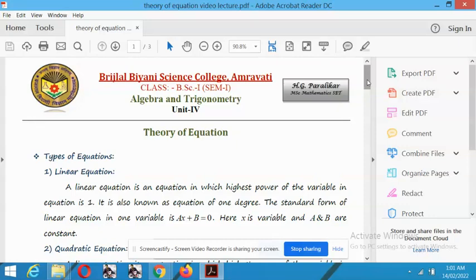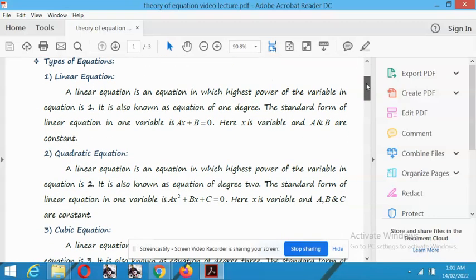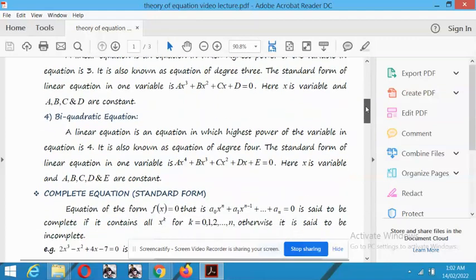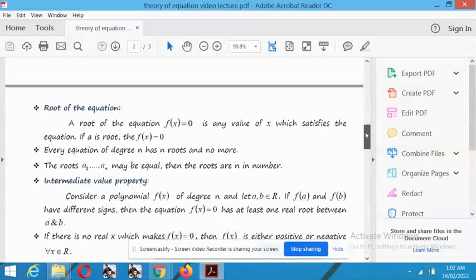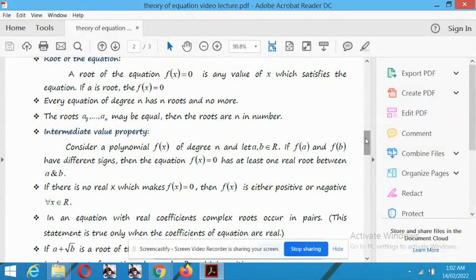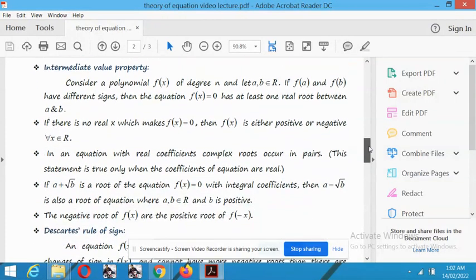Earlier we have studied the types of equation: linear equation, quadratic equation, cubic equation, biquadratic equation, complete equation, and root of equation. Previously we have discussed all these things. Now we are going to discuss the intermediate value property. What basically intermediate value property means, we will illustrate it later.